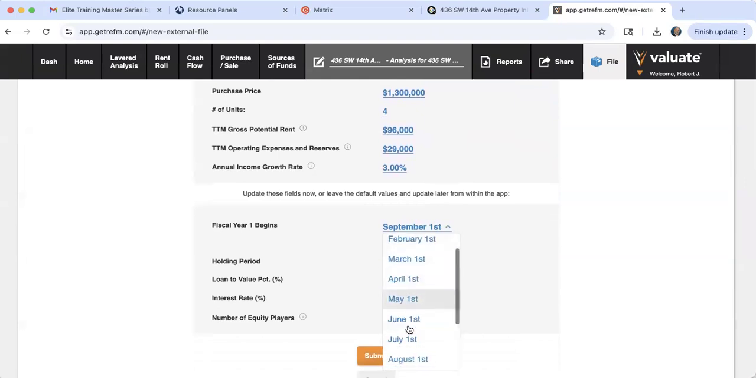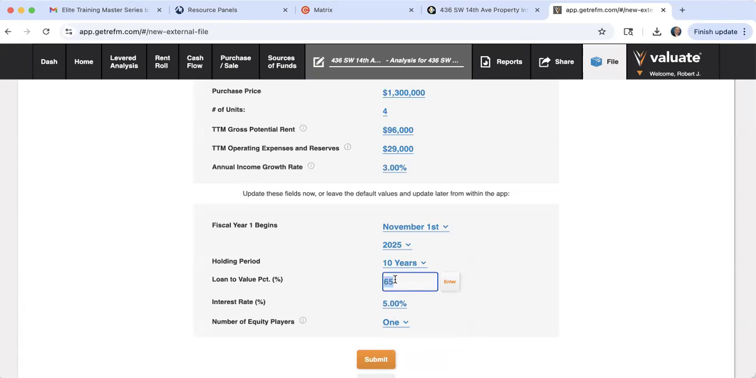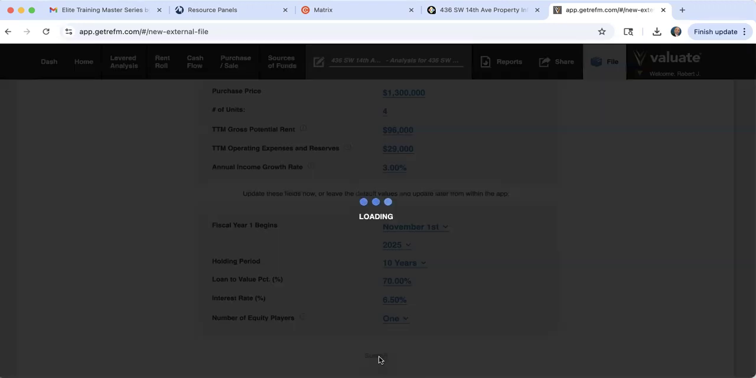Buy this property on November 1st, right? We're in the middle of September right now. Let's go 45 days. Let's go buy it November 1st. We're going to come up with 70% in loan value. That means that we're going to put 30% down. We're buying this with 30% down. Our interest rate is going to be 6.5%. And let's go ahead and click on submit.